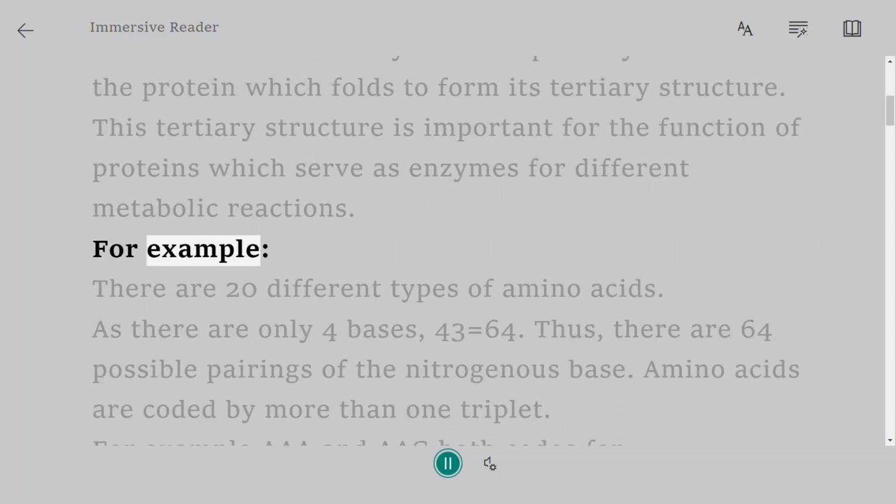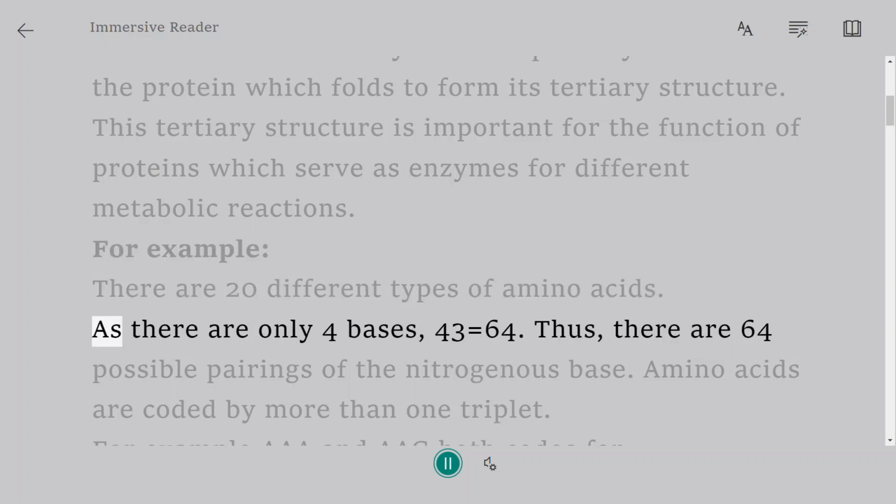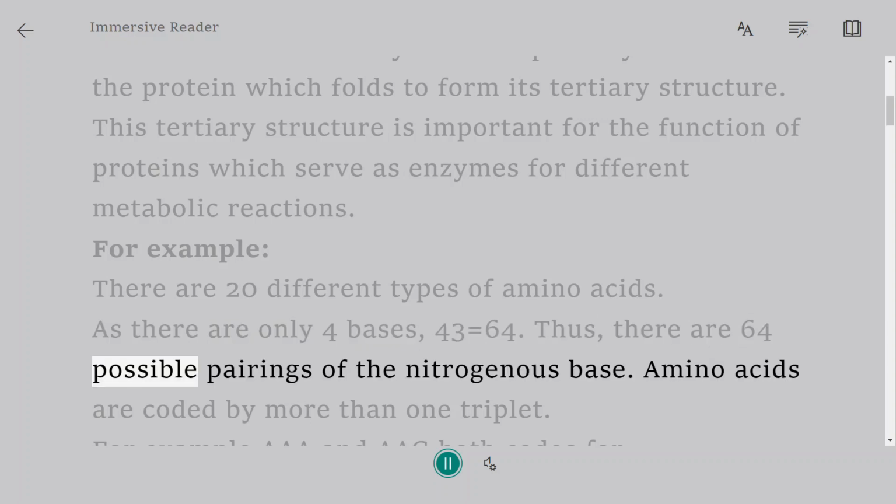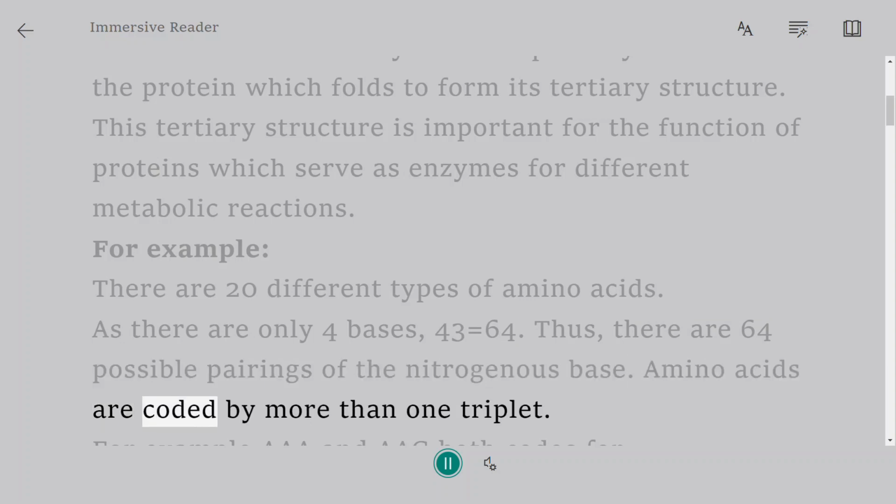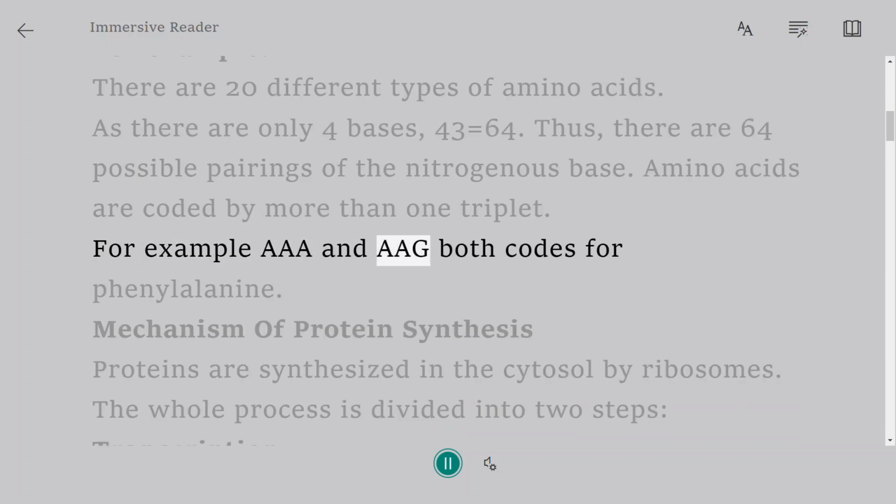For example, there are 20 different types of amino acids. As there are only 4 bases, 4^3 is equal to 64. Thus, there are 64 possible pairings of the nitrogenous bases. Amino acids are coded by more than one triplet. For example, AAA and AAG both code for phenylalanine.